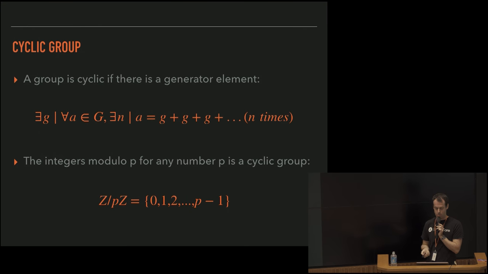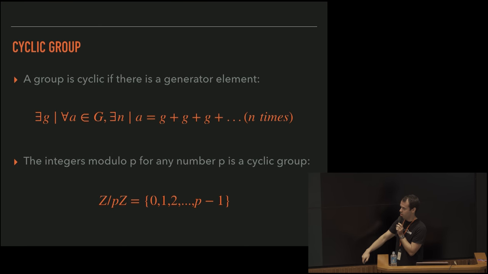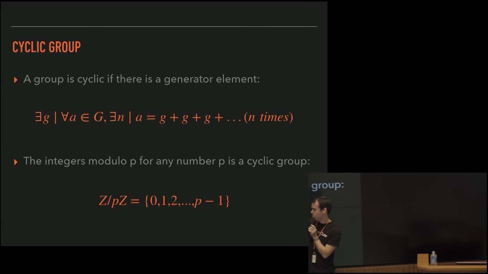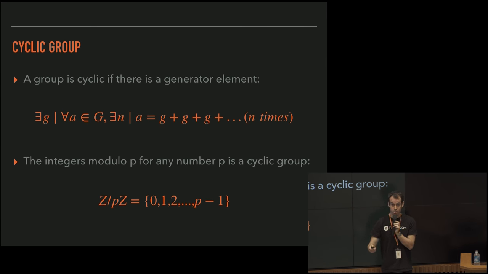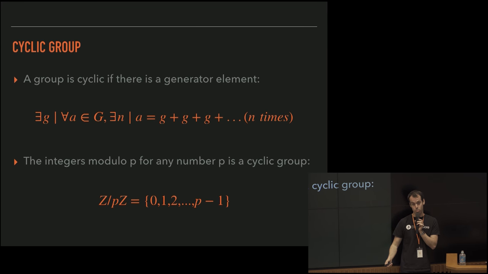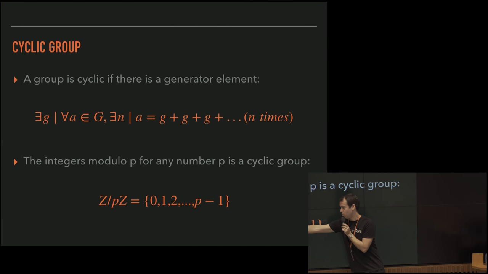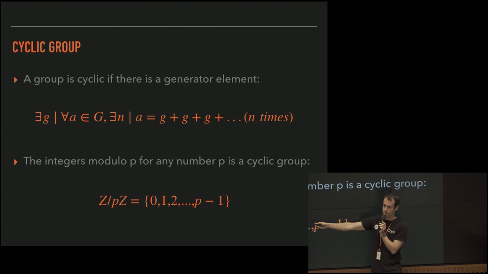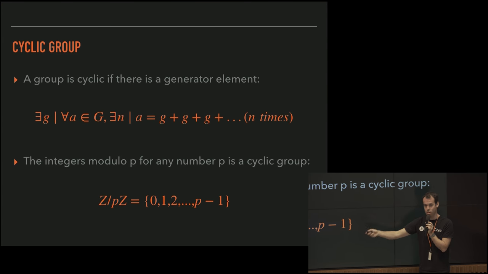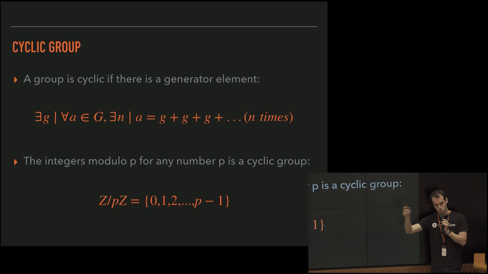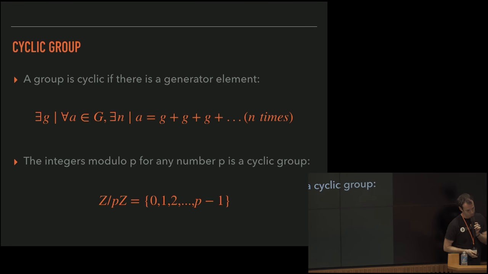So for example, the integers modulo some number. If we say, for example, p is 5, then the group 0, 1, 2, 3, 4, under addition modulo 5 is a group, with 1 as a generator. So 2 equals 1 plus 1, 3 equals 1 plus 1 plus 1, 4 equals 1 plus 1 plus 1 plus 1. And then if you add 1 again, you wrap around to 0. That's the modulo.